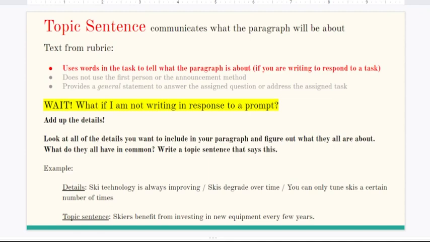Anyway, you now know how to apply the first important skill for writing topic sentences: how to use words in the task to tell what the paragraph is about.